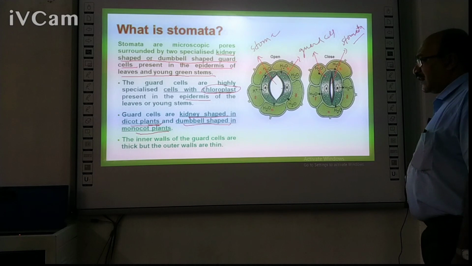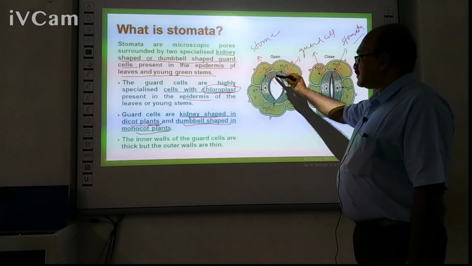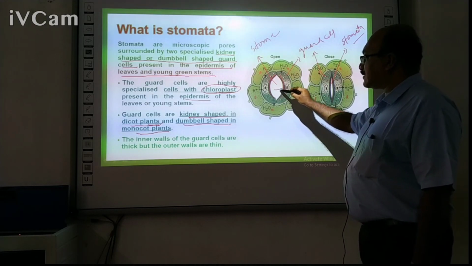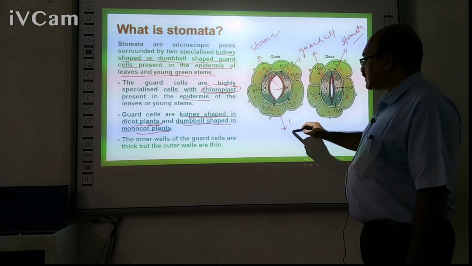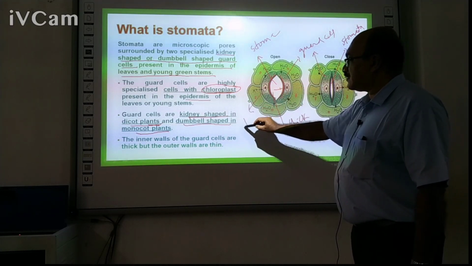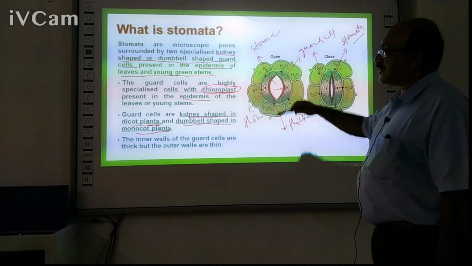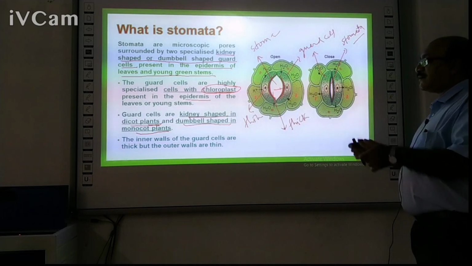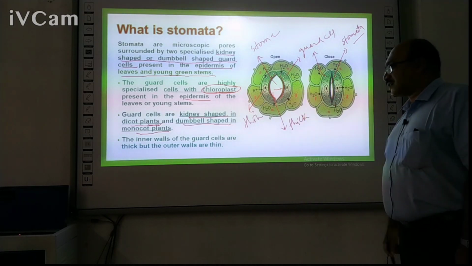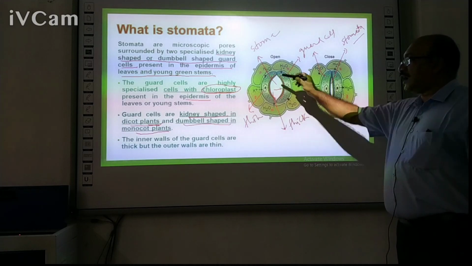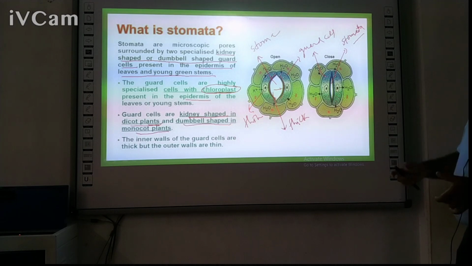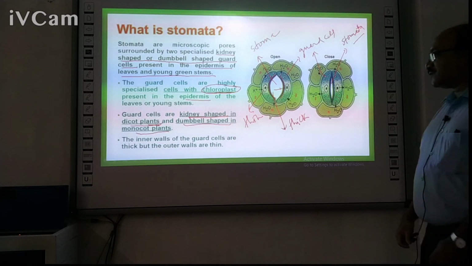And if you see the guard cells, the inner walls of the guard cells, these are the inner walls. These are thick. Whereas the outer walls, these are thin. So when the guard cells become turgid, they become concave in shape because the inner walls cannot stretch as they are thick. Only the outer walls stretch when the guard cells become turgid. So that makes the guard cells to be concave in nature.